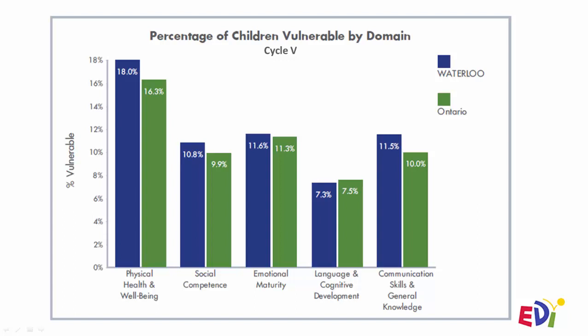However, the difference between the rates for emotional maturity is not a meaningful difference. Further, the language and cognitive development shown here has a lower percentage of children vulnerable in Waterloo Region. The difference between Waterloo Region at 7.3% and Ontario at 7.5% is not a meaningful difference. Therefore, the only meaningful differences between Waterloo Region and Ontario are in the physical health and well-being domain, social competence, and communication skills and general knowledge domain.